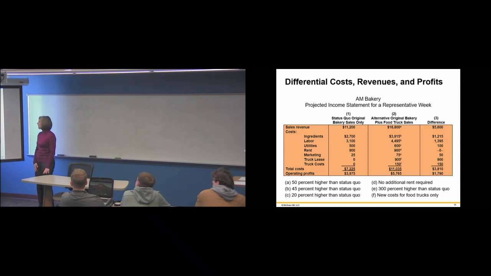I don't know. Anyway, we've got the total cost now, $11,035. So you see the difference here. He'll go from $39.75 a week on average to hopefully $57.65. So when we look at the differences, this is the differences.